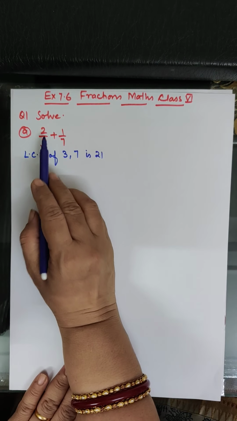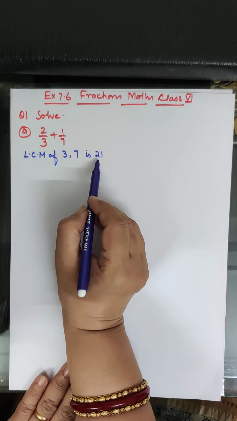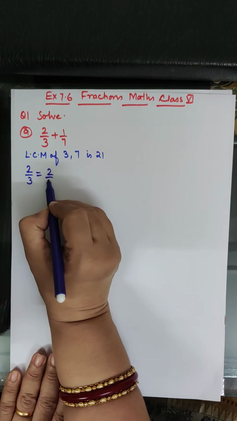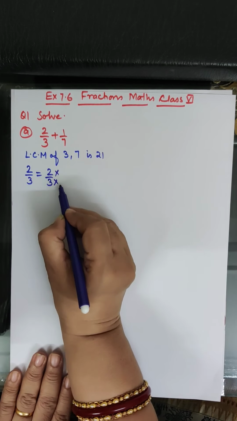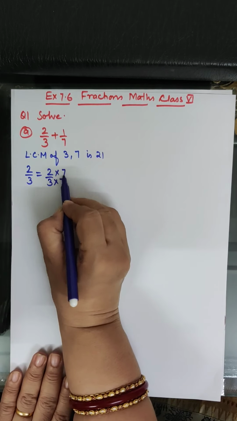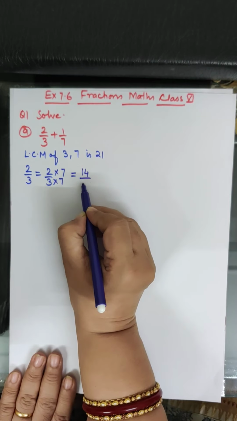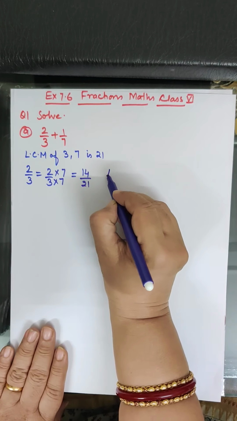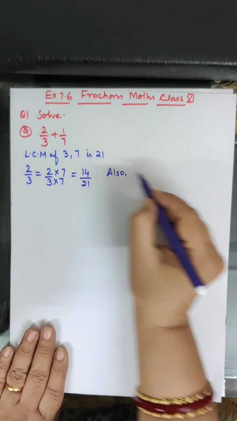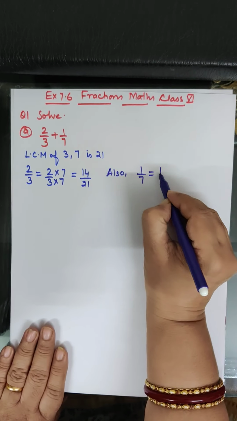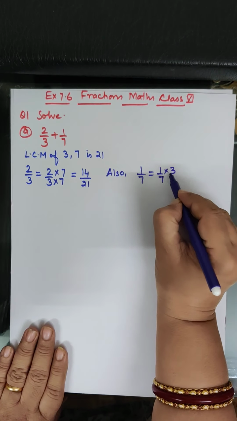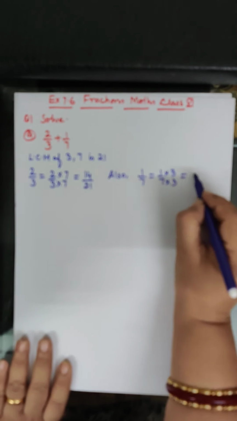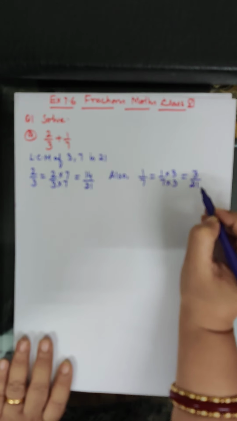So we have to express both the fractions in such a way that denominator is 21. So we can write 2 by 3 as 2 by 3 into, we will multiply numerator and denominator by 7. So this is 14 and this is 21. So we get 14 upon 21. Also 1 upon 7 is equal to 1 upon 7 multiply numerator and denominator by 3, because we want in the denominator 21. So this is 3 upon 21.